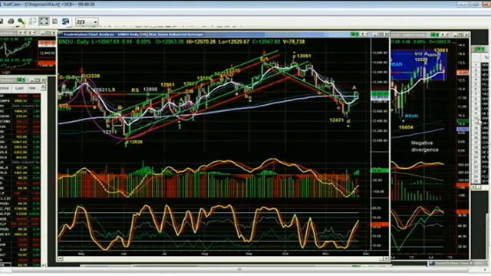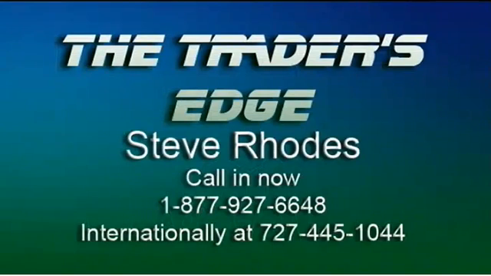Now, let's look at this. Why do I think that this is a leg A that should go to a leg B? Why did I go long the index? Because I believe that the 200-period moving average and the 9-period moving average are very key indicators right now. And I'll discuss that as soon as we get back.